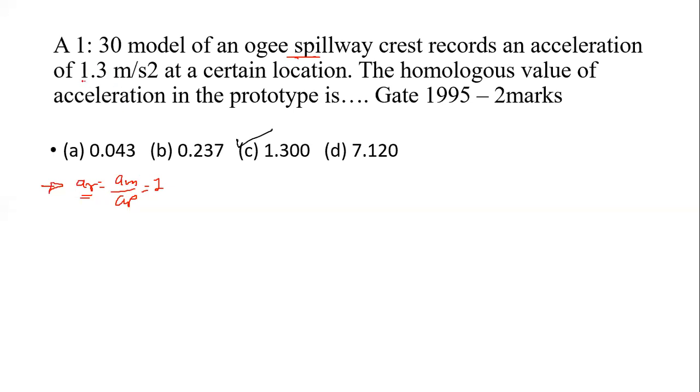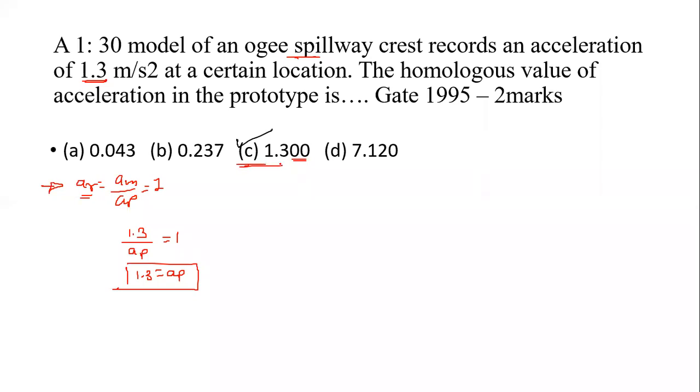The model acceleration is given to us as 1.3. So 1.3 divided by AP is equal to 1, which means AP is equal to 1.3. They had only given us two extra digits, so the correct answer will be 1.3.